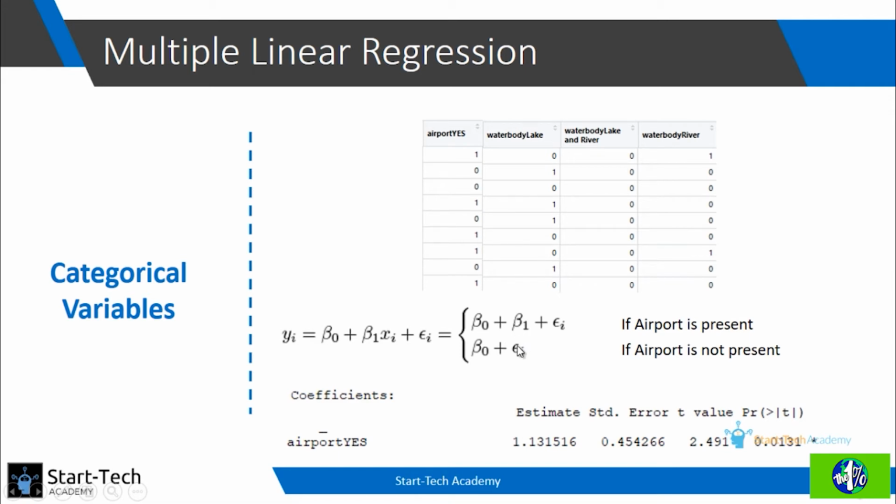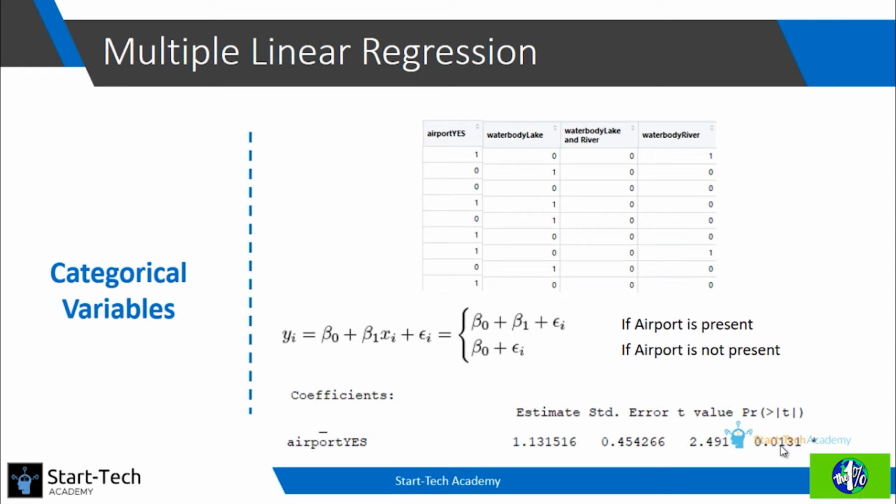So if I look at the result of my model, the airport yes variable has an estimate of 1.13. This is the beta value. So this means that if there is an airport and all the other variables are the same, the price of the house will increase by 1.13 units. Also look at the p-value for this. The p-value is low, which means there is statistical evidence of a difference in the house price depending on whether there is an airport or not.